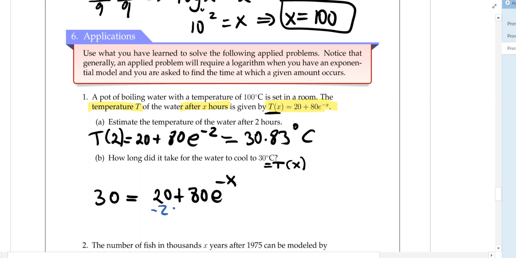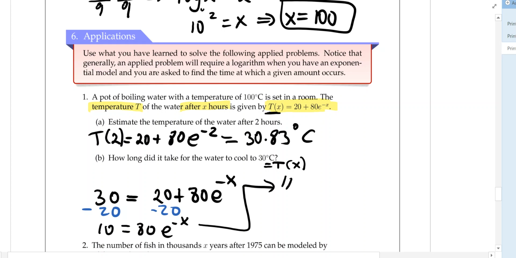So I'm going to subtract 20 from both sides. And I'll get that 10 equals 80 e to the negative x. Since I've got to solve for x, I'm going to isolate the part that has the x. So I'm going to divide by 80 now. So I'll have 1/8 equals e to the negative x. So I isolated the part that has the x. Now I notice that x is an exponent. So to bring it down, I have to apply logs.